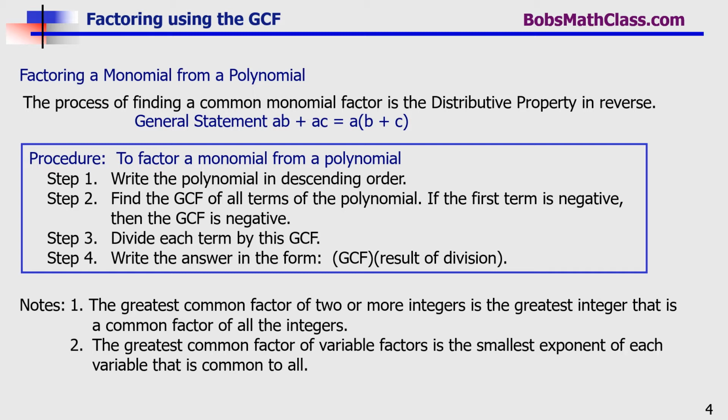Number 1, write the polynomial in descending order. Number 2, find the GCF of all terms of the polynomial. If the first term is negative, then the GCF is negative. So again, number 1, descending order, 2, GCF. Step 3, we're going to divide each term by the GCF. And then step 4 is we're going to put the GCF in front of parentheses, and the result of the division by the GCF, that's what's going to go inside the second parentheses.